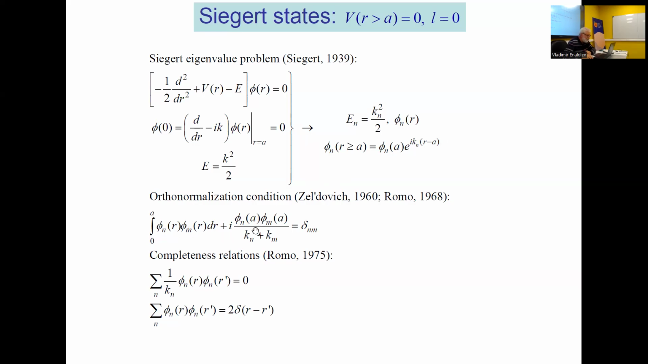So this normalization condition, if you look at this term as the result obtained from integration from A to infinity, takes the usual form. The integral of two eigenfunctions gives the Kronecker delta symbol.